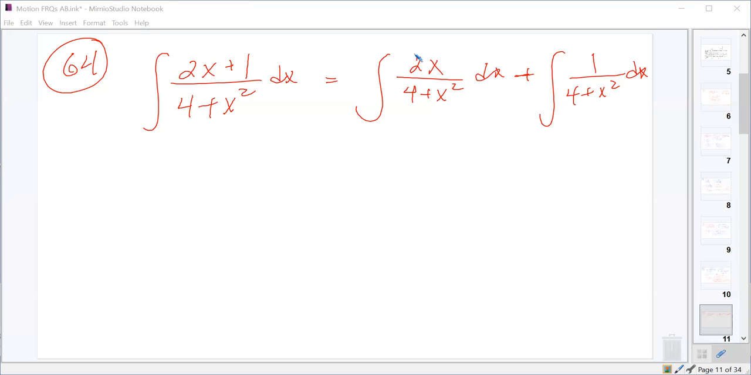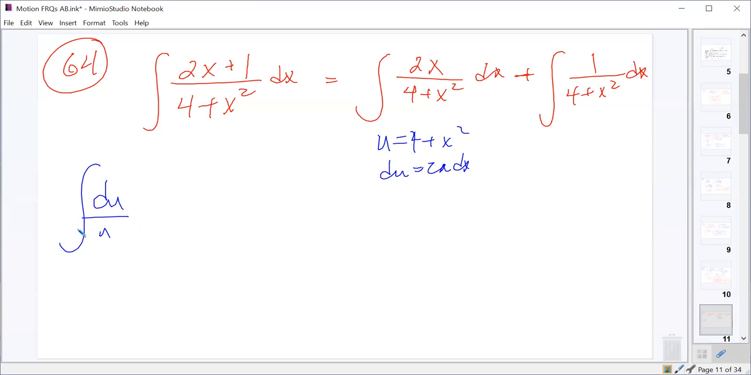U equals x squared plus 4. Perfect. U is 4 plus x squared. Du is 2x dx. That first integral just becomes du over u. And then what about this second one?